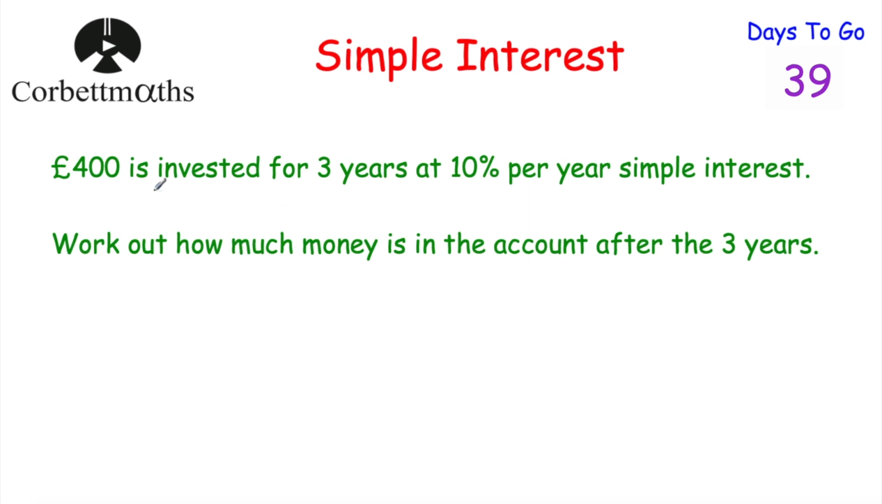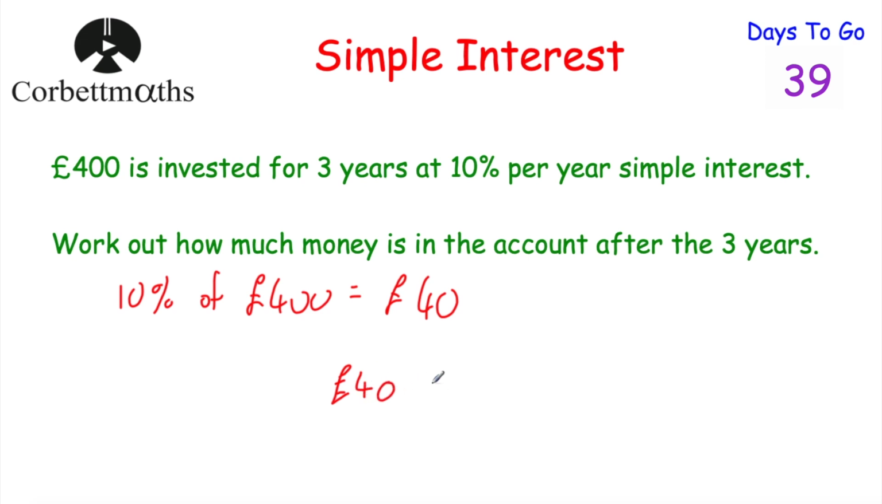Okay, so if I was doing a question like this, the first thing I would do is work out what the interest earned every single year would be, and that's 10% of the amount invested. So we need to work out 10% of £400, which is £40. That means that £40 interest is earned every single year, simple interest. Now it's invested for 3 years, so we need to multiply this by 3 to find out how much interest is earned in total. So we'll take our £40, the amount earned every single year, and multiply it by 3, and that's equal to £120. So the money earns £120 interest in total.